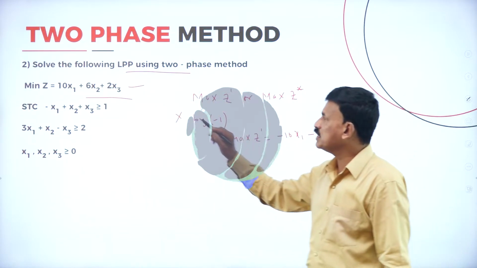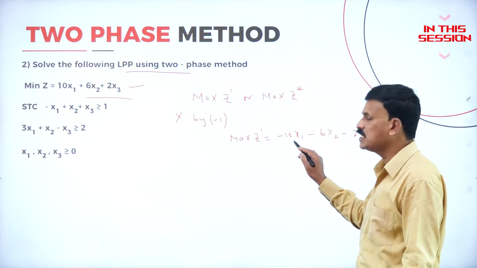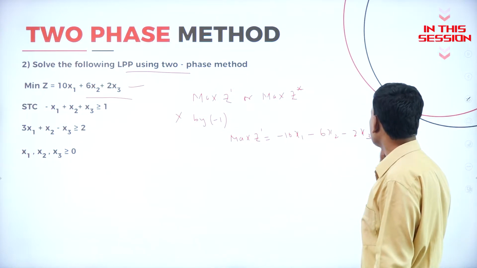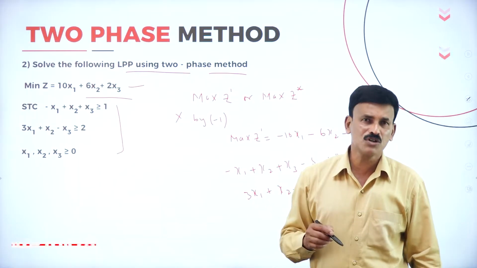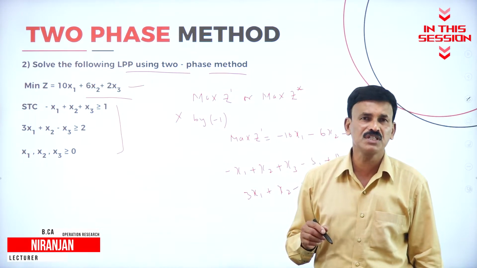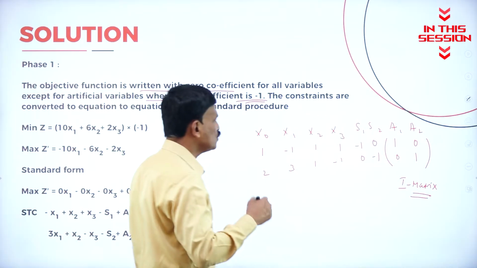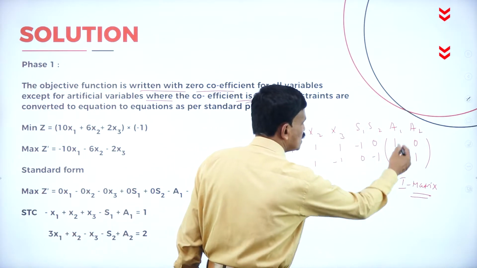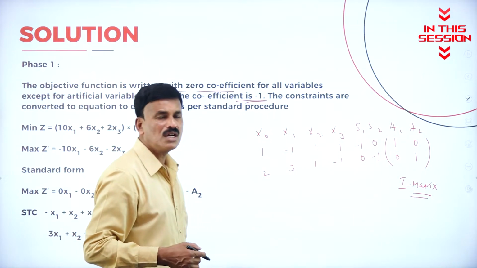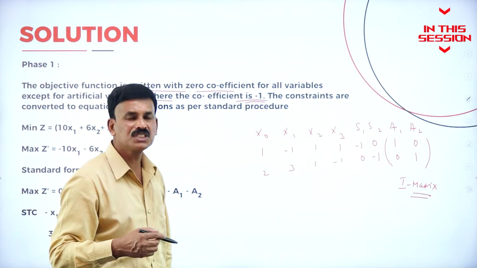Now convert the minimization into maximization just by multiplying through the negative sign: minus 10x1, minus 6x2, minus 2x3. All the coefficients of the variables are 0 except for a1 and a2. The coefficients of a1 and a2 are minus 1. Now using this identity matrix and the variables a1 and a2 and their coefficients, we are going to construct the first initial simplex table.